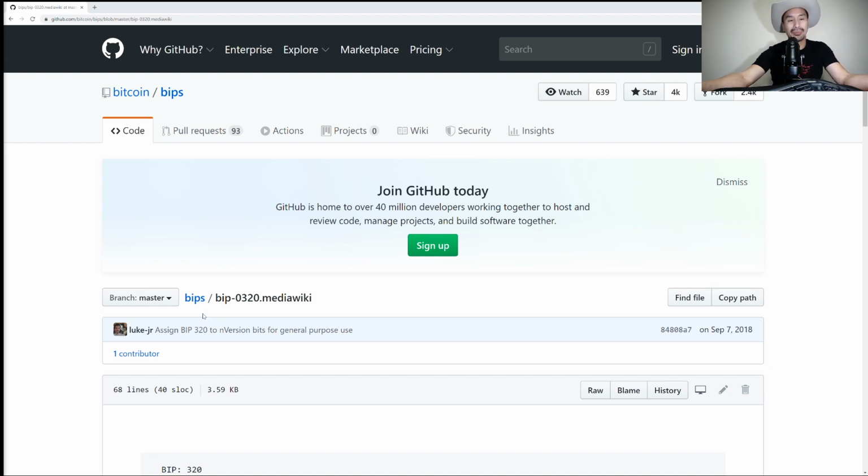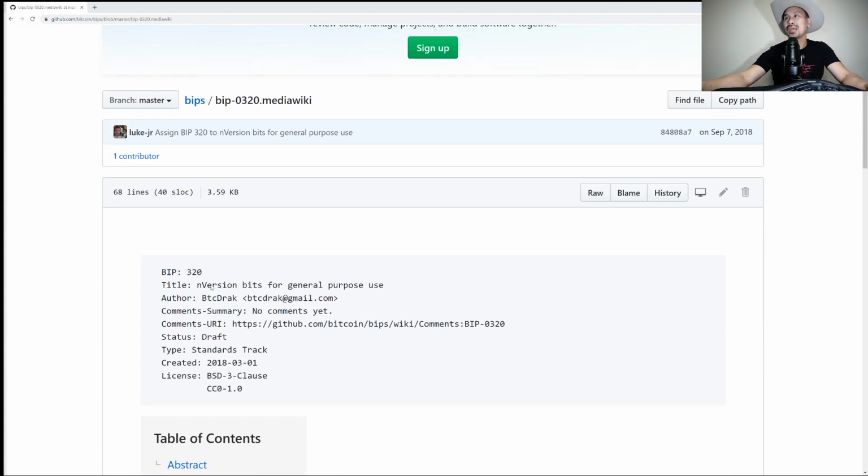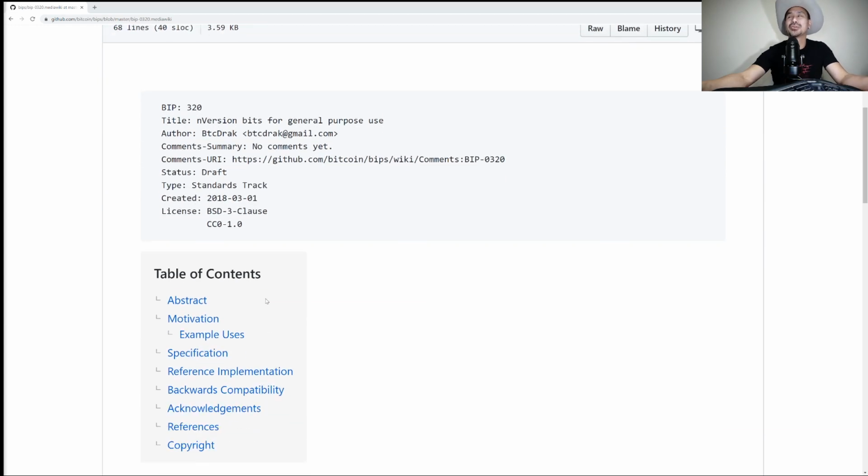I read through BIP 342, 341, and 340 over the past 3 weeks. This one's a little bit shorter. This one is BIP 320. It was created a couple of years ago, but it's an important part of what's been going on in this space.